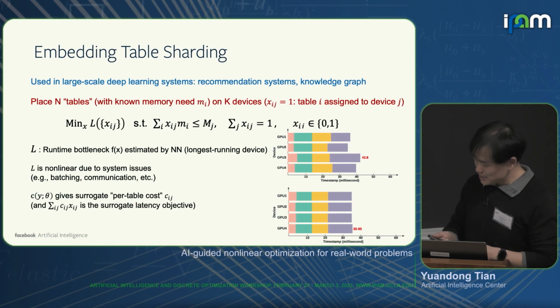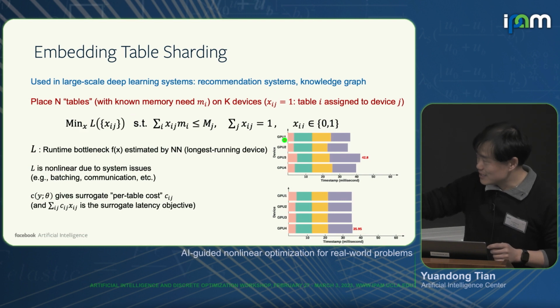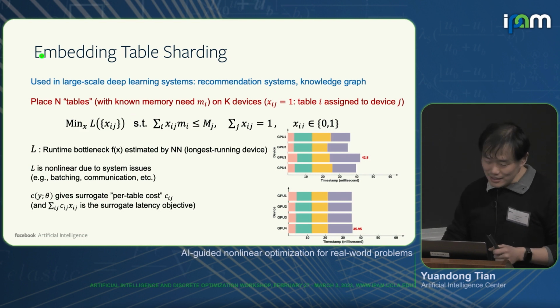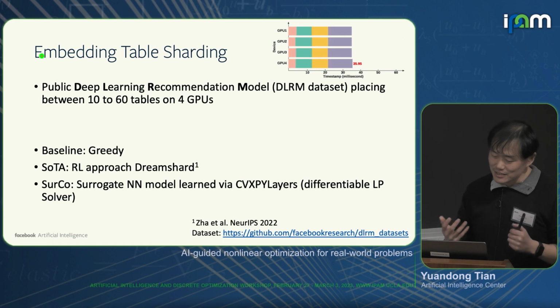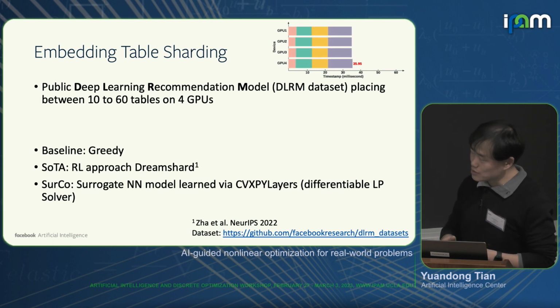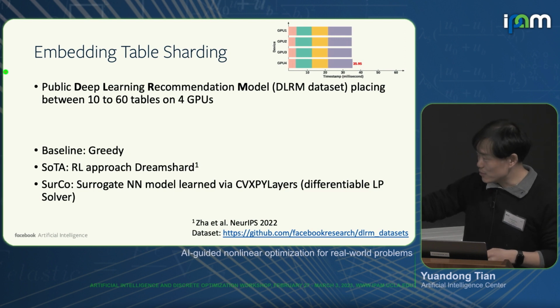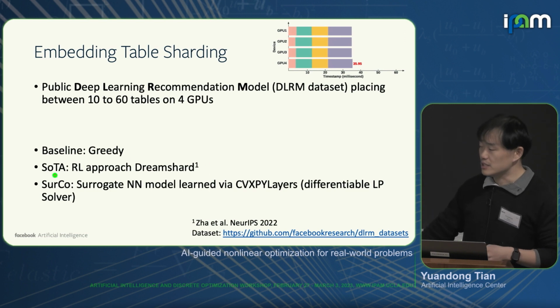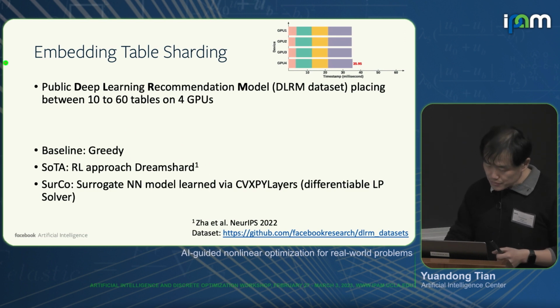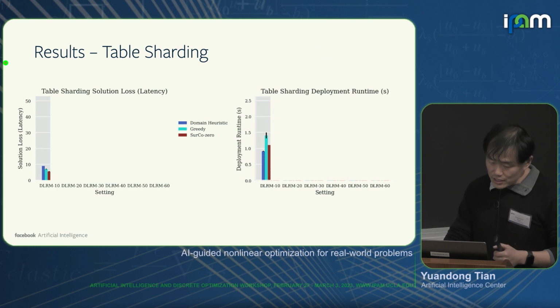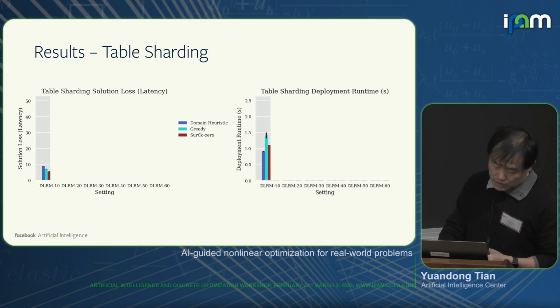So this is basically the optimization problem we want to address. As I mentioned, you have a nonlinear objective, and you have a linear constraint here. We compare this with multiple baselines like greedy. I also compare with a reinforcement learning-based approach called DreamShot. This is also our work that is being published at NeurIPS. So we check the results.